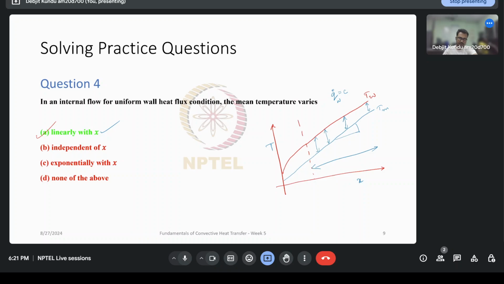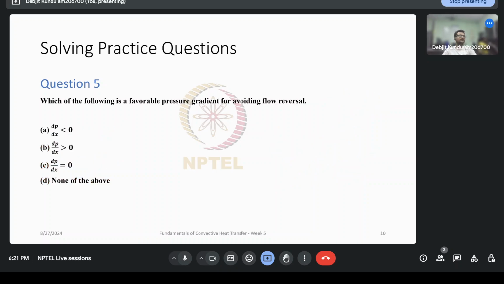All right. So let's take a look at question number 5, which is asking us which of the following is a favorable pressure gradient for avoiding flow reversal? Is it option A, dp/dx less than 0, option B, dp/dx greater than 0, option C, dp/dx equal to 0, or is it option D, none of the above? Now here the underlying assumption is that P is a function of x only, that is, pressure varies only in the axial direction. So in that case, which of the following can be called a favorable pressure gradient, and also avoids flow reversal?